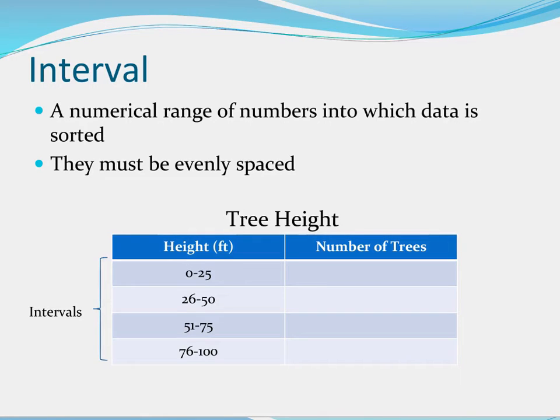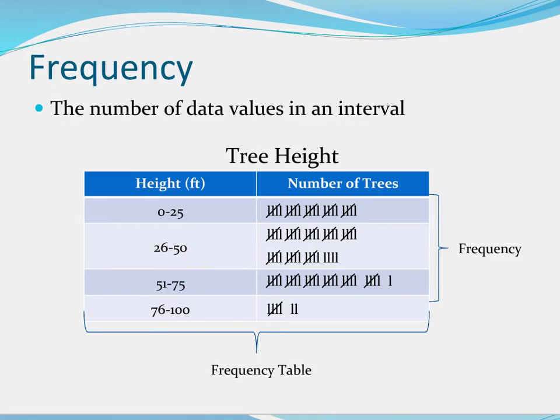First term we have is the word interval. An interval is a numerical range of numbers into which data is sorted. They must be evenly spaced. That is important. And notice here when we count, 0 to 25, 26 to 50, so we're going by 25s here. Please make sure that you do keep track of that. Oh, and I'm sorry, so this is a table here. These are the intervals on this side. In this case, these are the height of the trees.